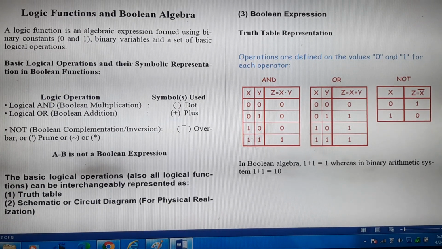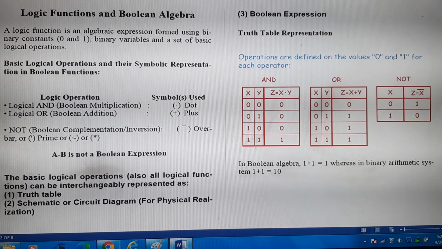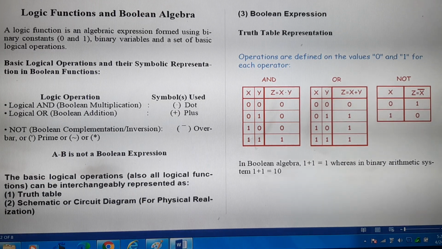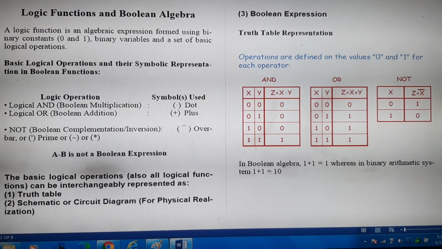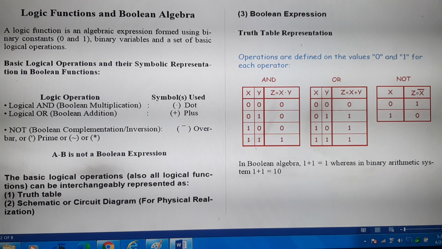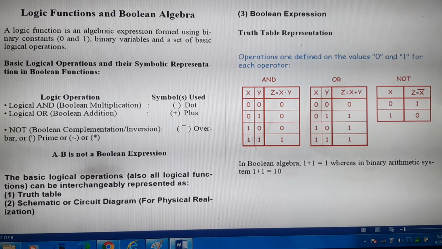1 or 0. A logic function is a Boolean algebraic expression formed using binary constants 0 and 1, binary variables designated by letters of the alphabet, and a set of basic logical operations designated by character symbols. The three basic Boolean logical operations are logical AND, equivalent to Boolean multiplication.